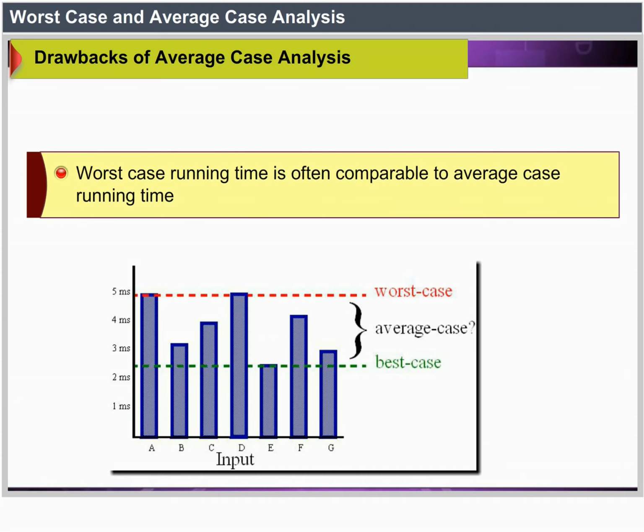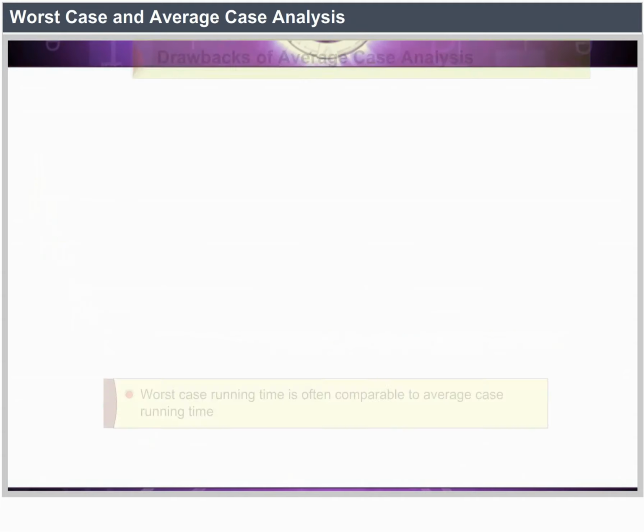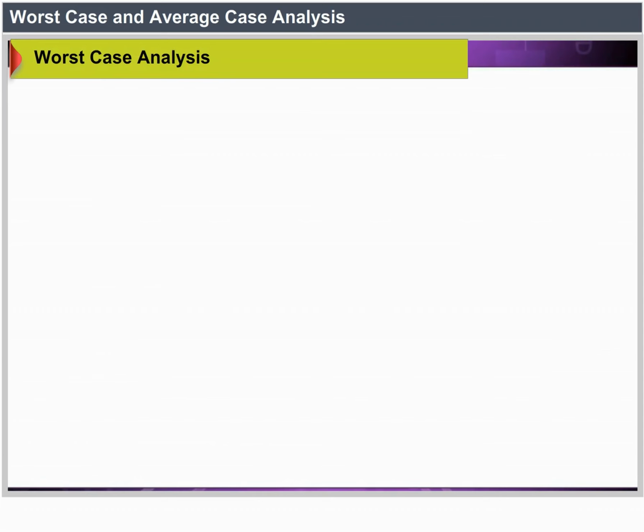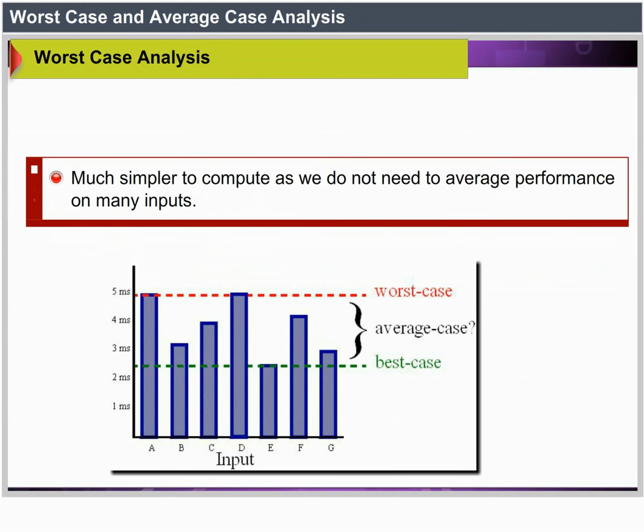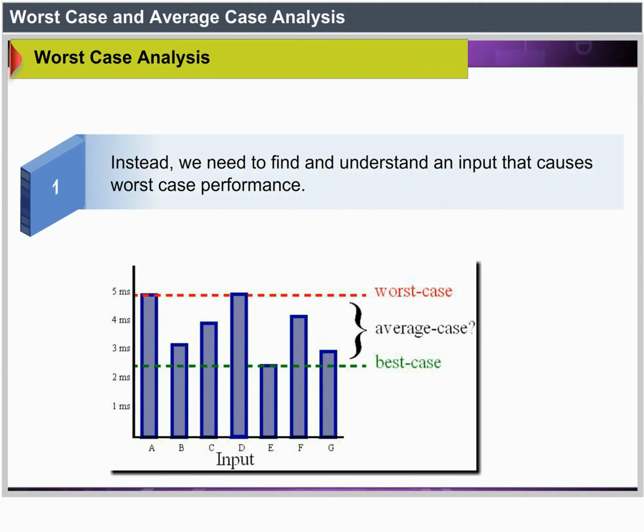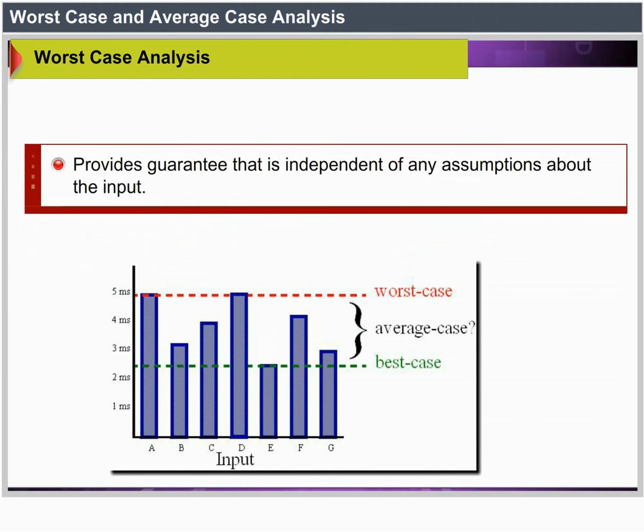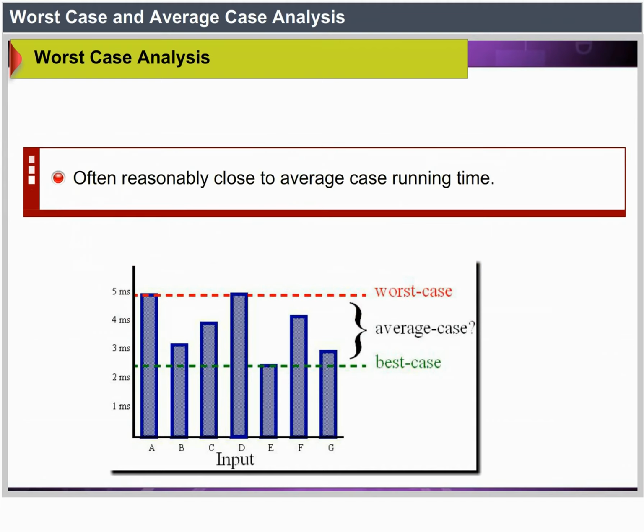Worst case analysis is much simpler to compute, as we do not need to average performance on many inputs. Instead, we need to find and understand an input that causes worst case performance. It provides a guarantee that is independent of any assumptions about the input, and is often reasonably close to average case running time. The standard analysis is worst case analysis.